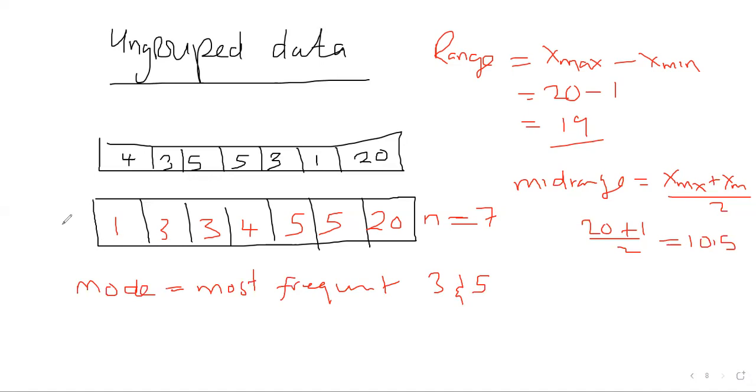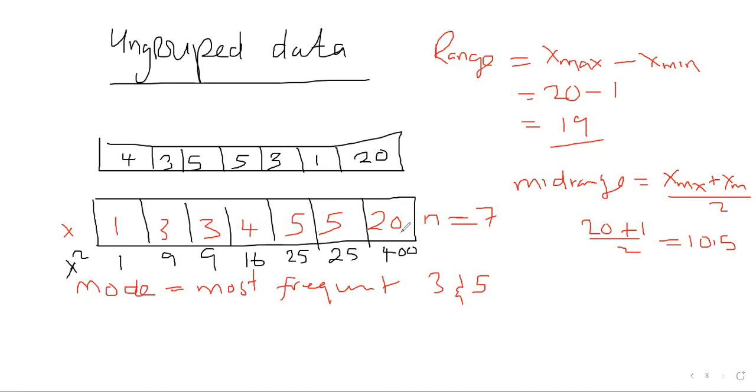Now, these are the values of x. Then you can square them to get the values of x squared. So 1 squared is 1. 3 squared is 9, 9, 9. Here we have 16. 25, 25. And 20 squared is 400. Good.